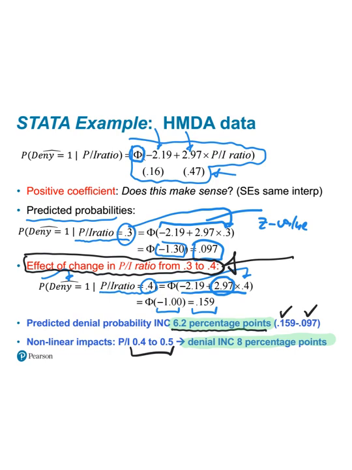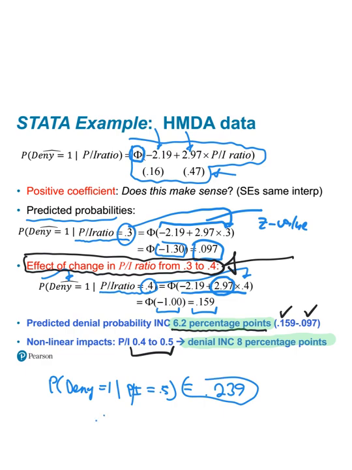All right, so what we have right now is a nonlinear impact of increasing x on the probability of being denied. If you want to do the math at home, just to check that your application is correct, let's see, the probability of deny equal to 1 given PI ratio equal to 0.5. What you should eventually get is, let me make sure this is correct, you should get 0.239.